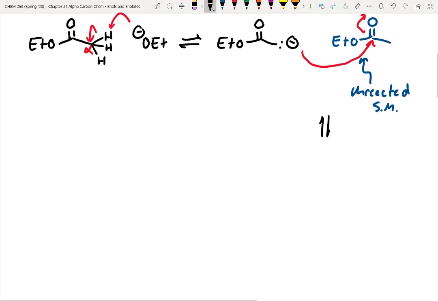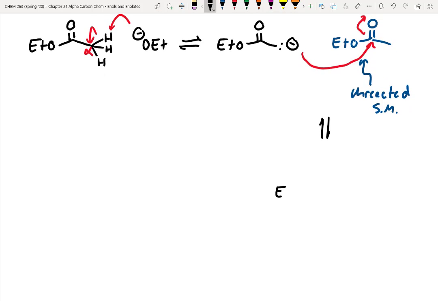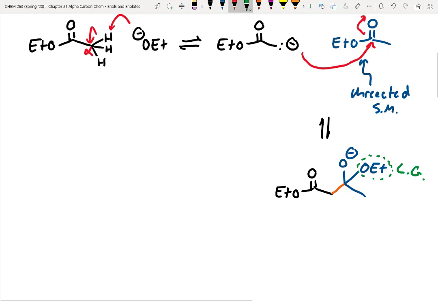All right, so now we're getting somewhere. We are going to form a new carbon bond. I'll show that in orange. We've got an oxygen with a negative charge. We still have our ethoxy group, and then we have our methyl group. As you can imagine next, we've got this leaving group right here that we can essentially kick off. So in the next step, this negative charge is going to clamp down and kick off ethoxide as our leaving group.